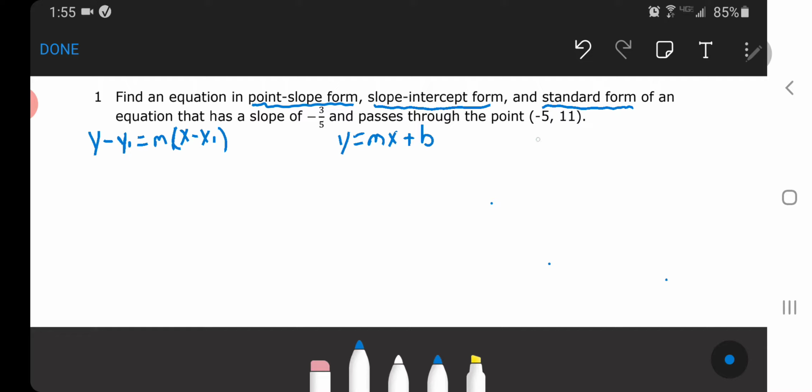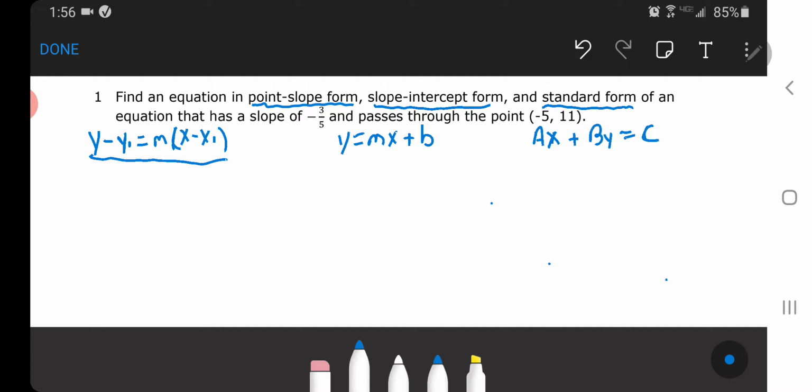So standard form, of course, is ax plus by equals c. Sometimes the easiest way to go is to go ahead and put it in point slope form, unless, of course, they give you the y-intercept right away. In this case, they didn't.